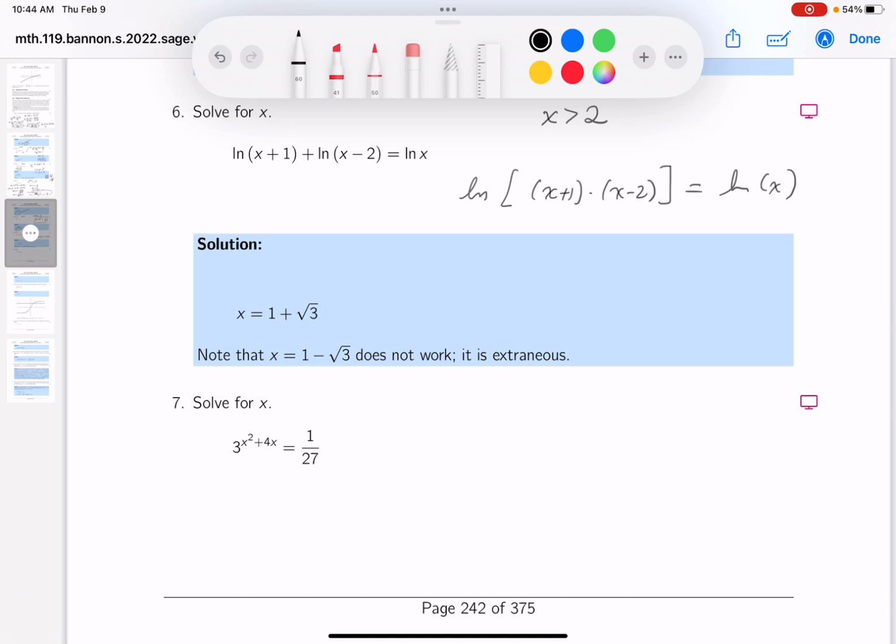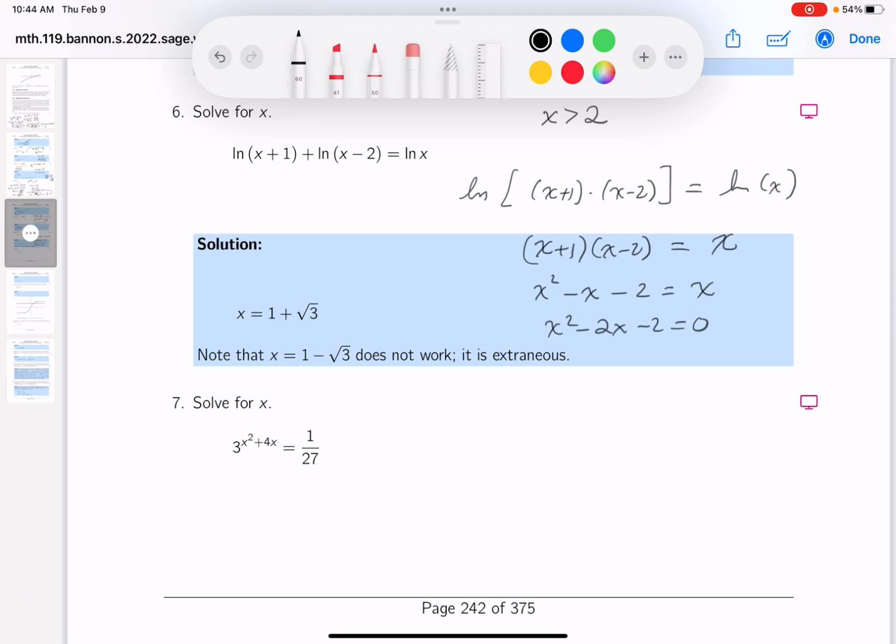What I'm going to do now is, if the natural log of this number is equal to the natural log of that number, the numbers have to be equal. So let's write this down. x plus 1 times x minus 2 has to be the same thing as x. This is x squared minus x minus 2, because minus 2 plus 1 is minus x, and that is equal to x. And I've got to solve this now. It's going to be x squared minus 2x minus 2 equals 0.